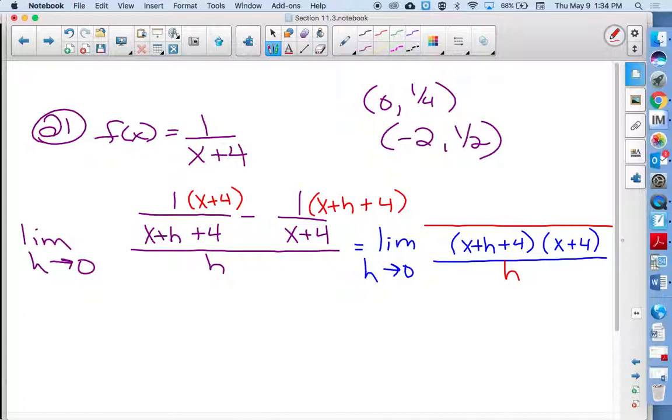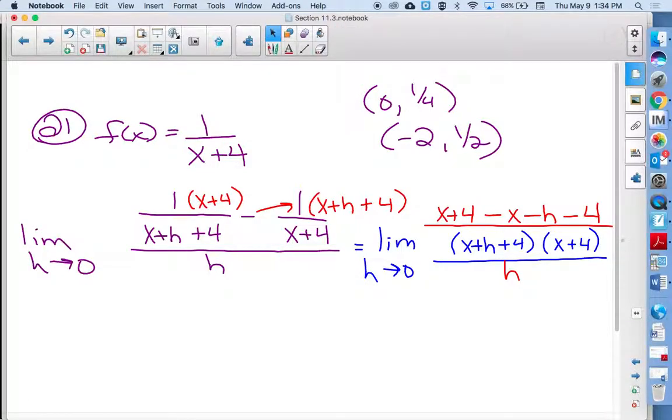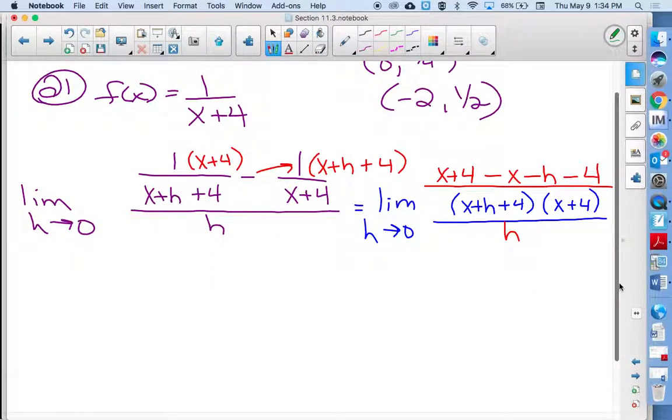So I have x plus 4. And then here's where you have to be careful. This minus sign goes with the 1. So I'm subtracting that second fraction, which means we have a negative x, a negative h, and a negative 4. So we have to be careful with the negative sign. The minus 1 distributes and it makes it a negative 1 that you take through. So what happens in the numerator when you're trying to combine like terms? Yeah, so the x's cancel, the 4's cancel, and you're just left with that negative h.